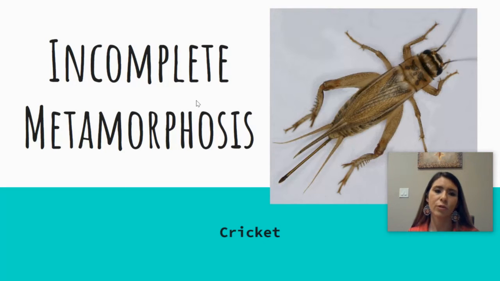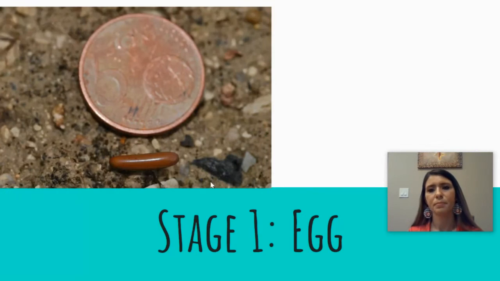Next, for incomplete metamorphosis, we'll be looking at the cricket. Stage 1 is the egg. As you can tell, the egg is pretty small in comparison to the insect.